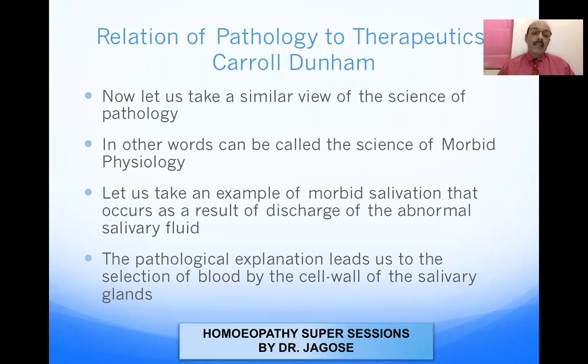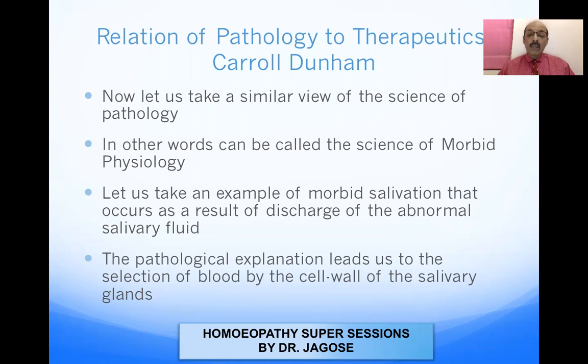So when the disease sets in, whatever the normal physiological processes are there, they become morbid or abnormal. Hence, it is called the science of morbid physiology. Let us take an example of morbid salivation that occurs as a result of discharge of the abnormal salivary fluid. So now there is an example of a disease condition in which you get a morbid salivation, which occurs as a result of discharge of the abnormal salivary fluid.